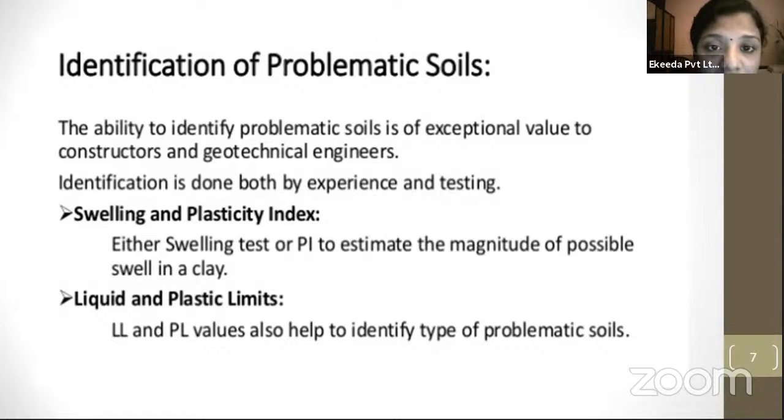The identification of problematic soil. The ability to identify problematic soil is of exceptional value to constructors and geotechnical engineers. So, the properties that we test are swelling and plasticity index, and liquid and plastic limit. These are the properties that we test to identify whether our soil is problematic or not.